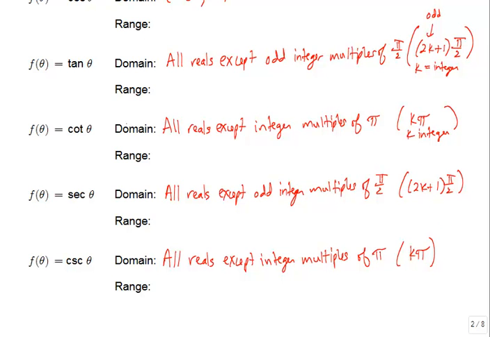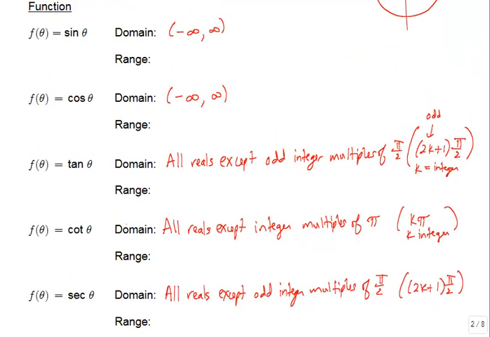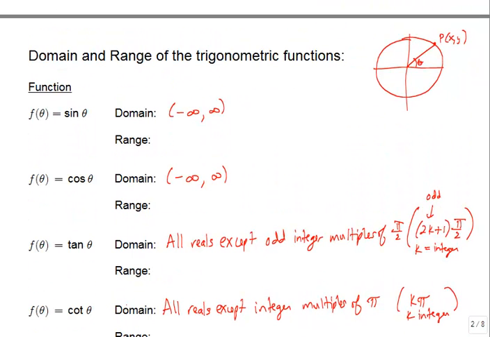Okay? Now to get the ranges, sometimes it's more useful to look at a graph, but we haven't talked about how to graph these functions yet, so we're just going to try and figure out what the range of these functions are based on this unit circle. So think about our unit circle here. The radius is 1 in each direction, and the sine is the y value.